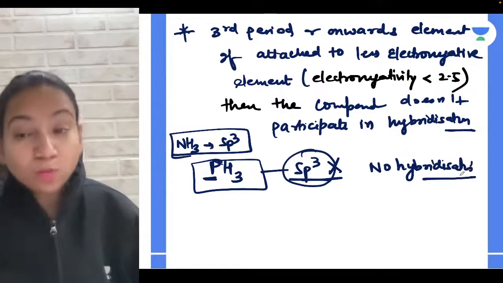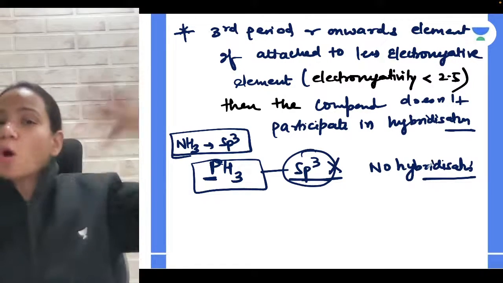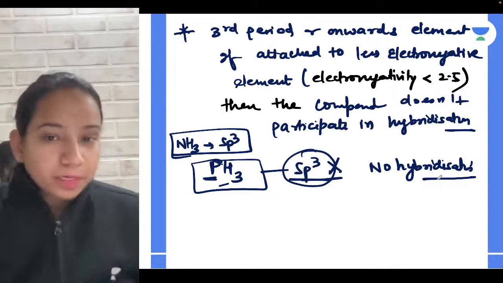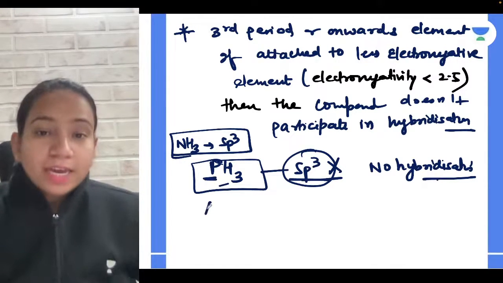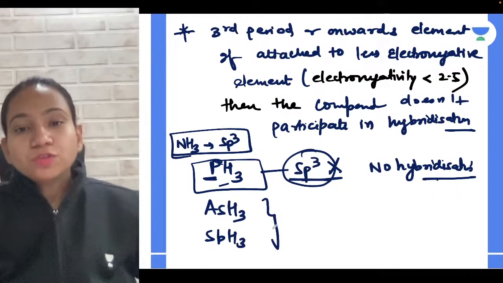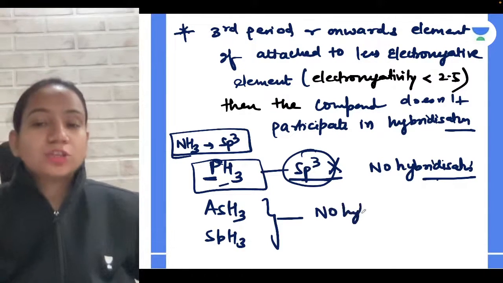Okay, so this is a little advanced topic. For competitive exams also, you can utilize it. So for PH3, you will write no hybridization. Your AsH3, SbH3, the answer for these will be no hybridization.